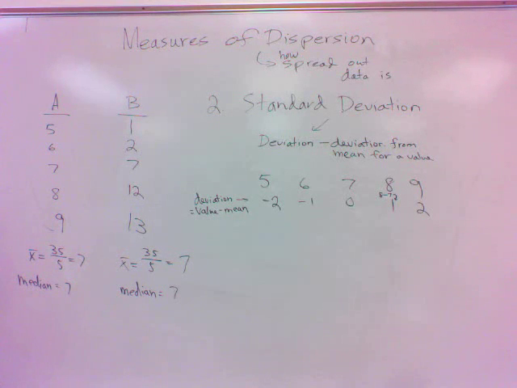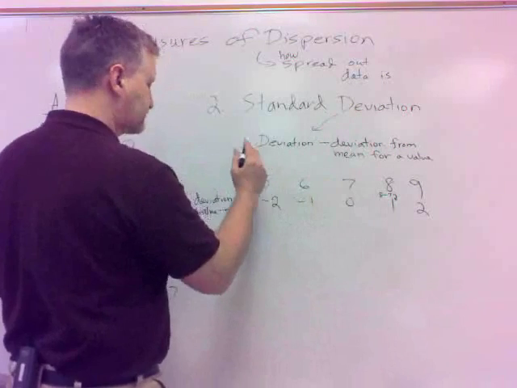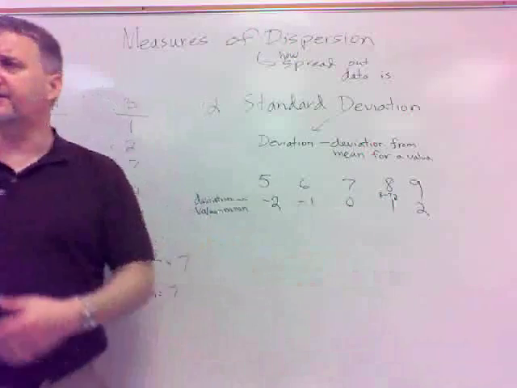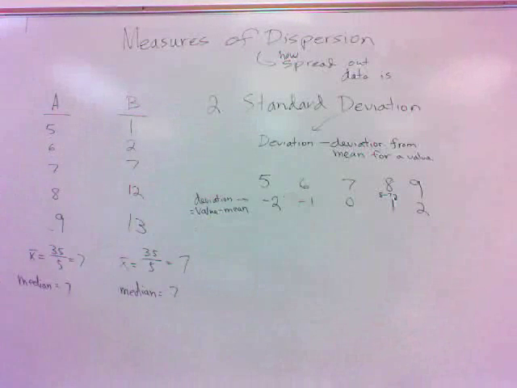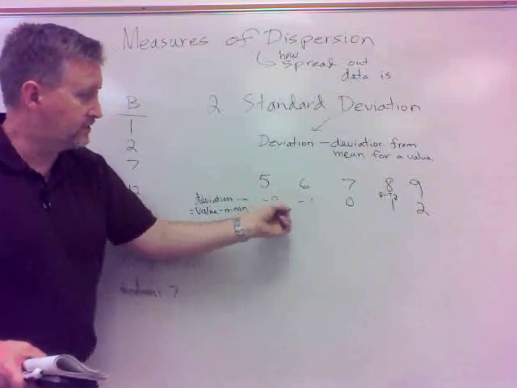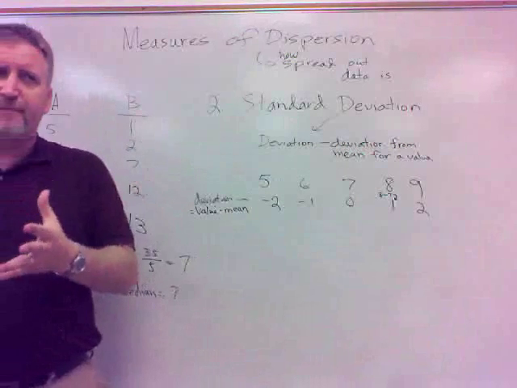Okay, so that's deviations. I want to do standard deviation, though. Basically, the idea for standard deviation is you want a kind of average. We've got 5 deviations here. What standard deviation tries to do is give you an average of these deviations. This one's this many away, this one's this many away. So standard deviation is basically an average.